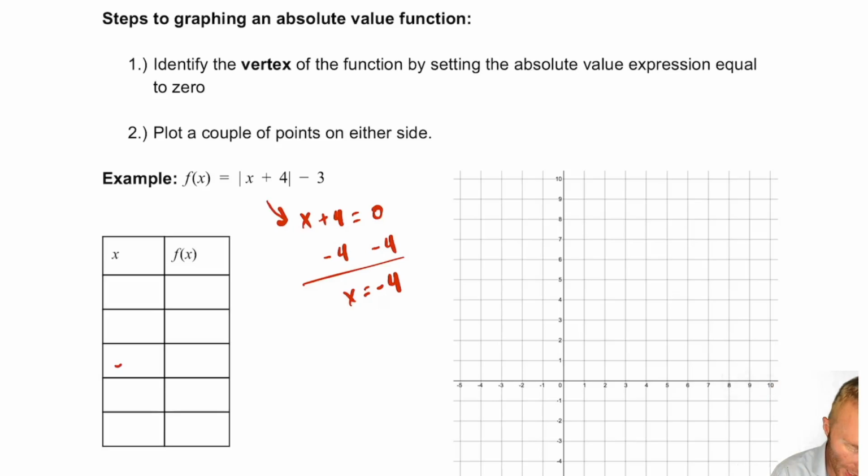So we're going to have negative 4, and we're just going to go 2 points on either side. To the left would be negative 5 and negative 6. To the right would be negative 3 and negative 2. You'll see what I mean here in a second.